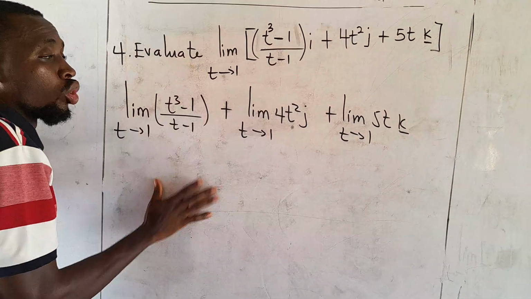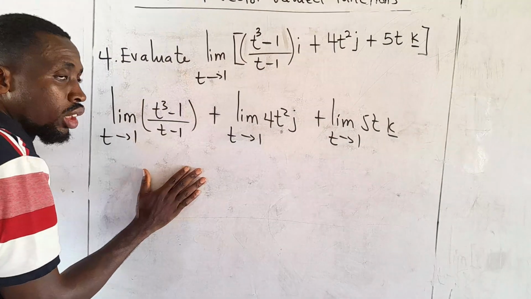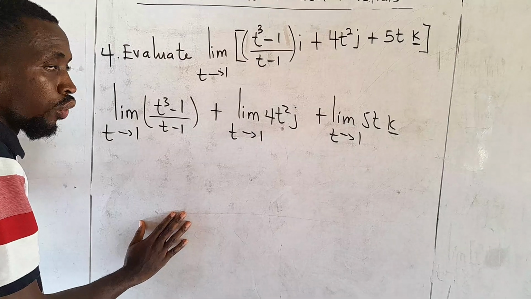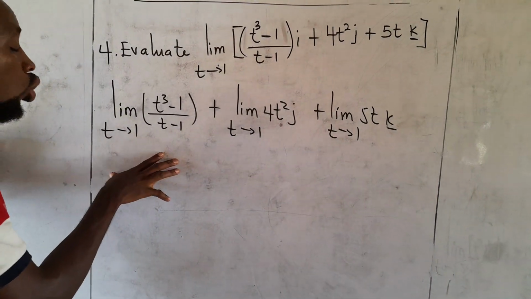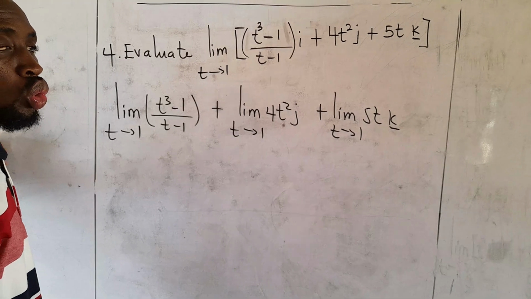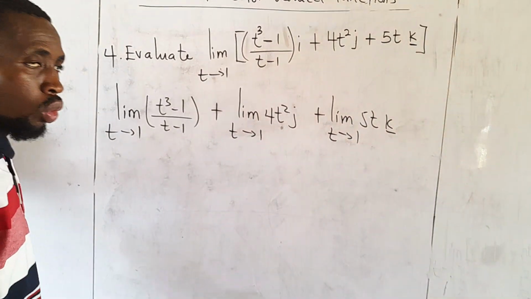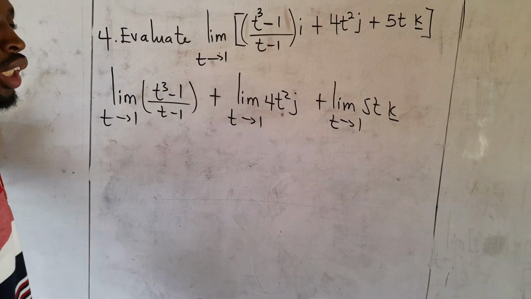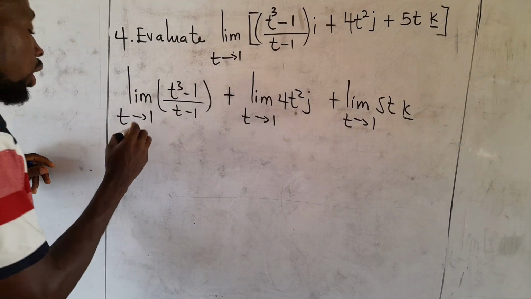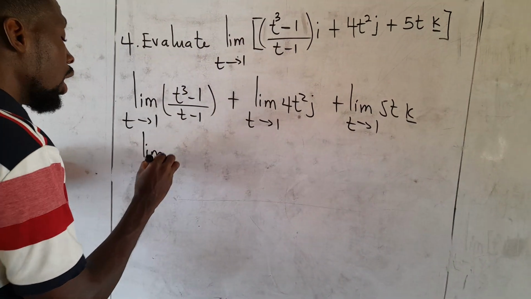So we differentiate the top, differentiate the bottom, and check whether, when we substitute the 1, the bottom will be undefined. If not, then we can substitute and evaluate. So we can say that this will be the limit.